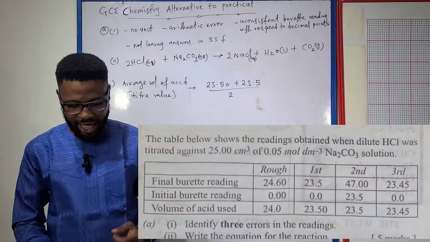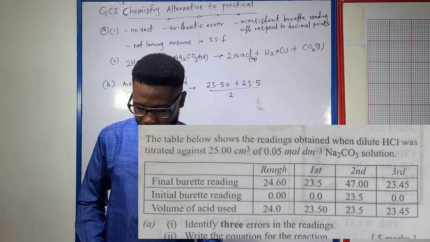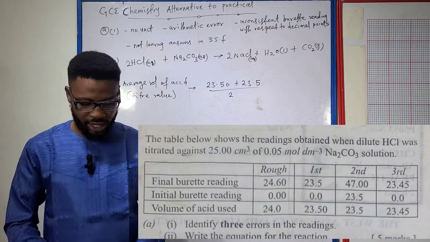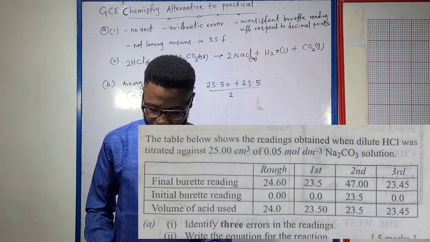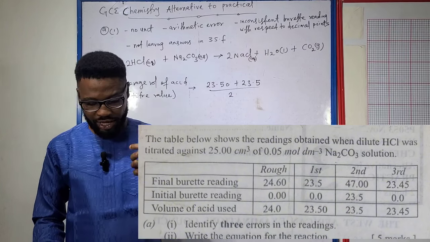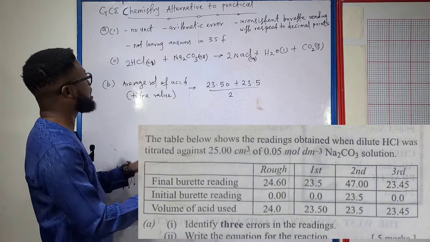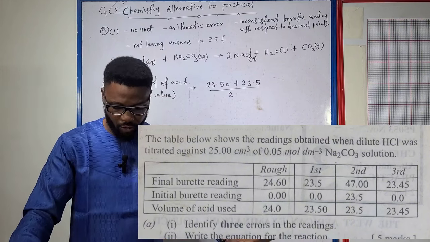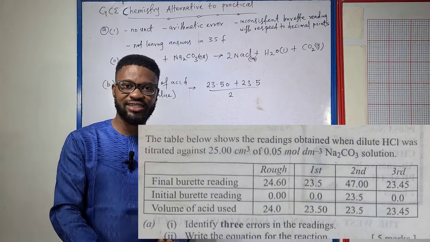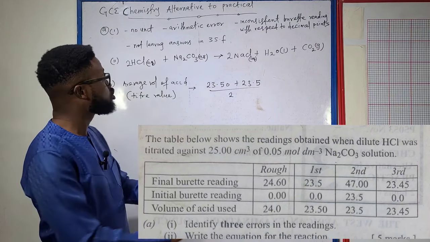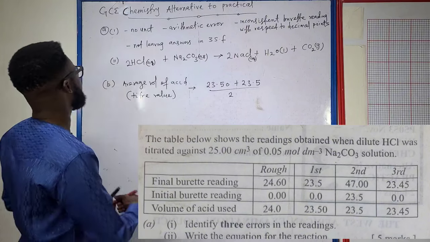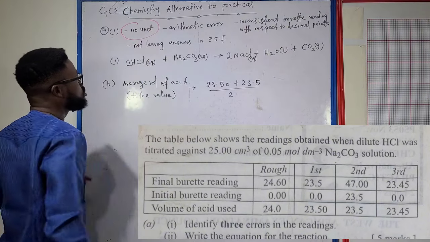Of course, when you look at that table, we have the rough titration, and then we have the first titration, the second titration, and the third titration. So question A1, we're told to identify three errors in the reading. Now, looking at that table, if you look through very well, there was no unit. The unit is supposed to be in cm cube, centimeter cube. So we have no unit. So the first error I can see in that table is that we have no unit.